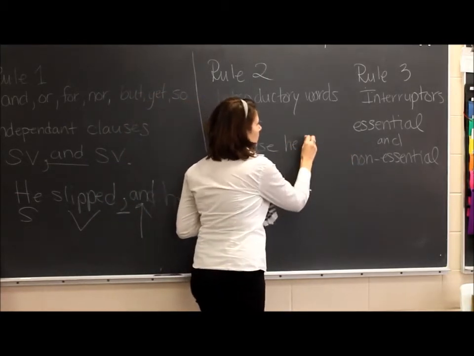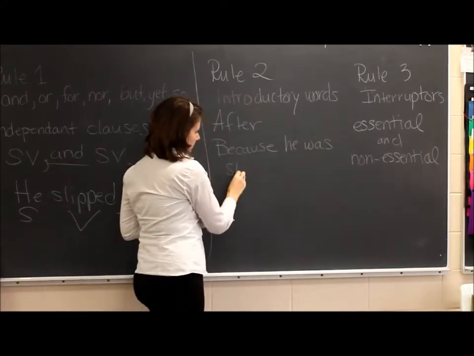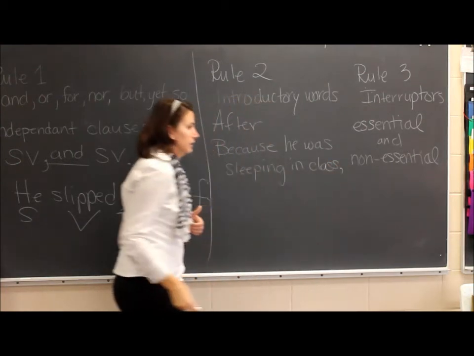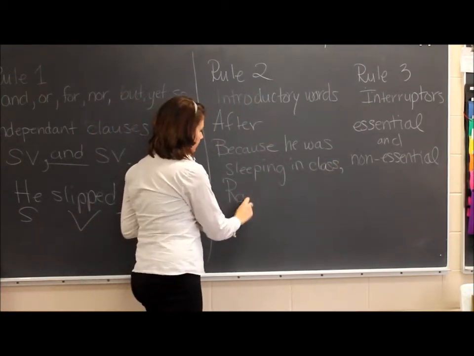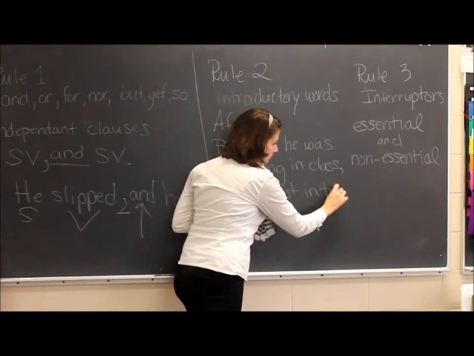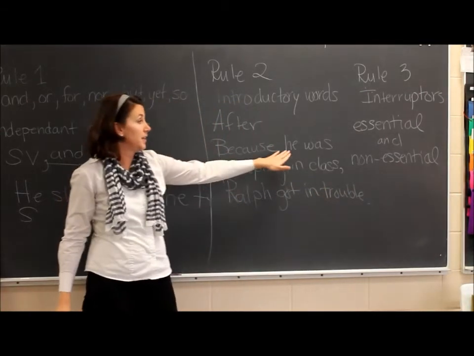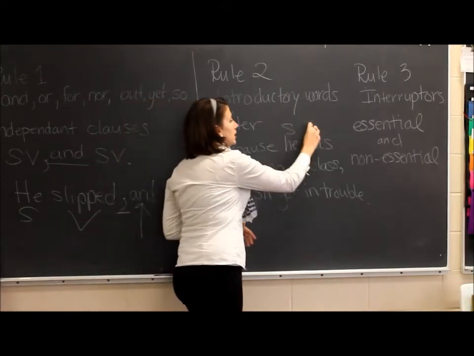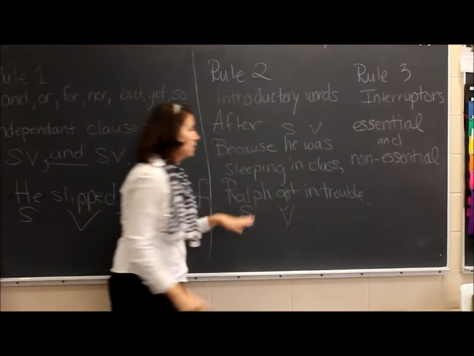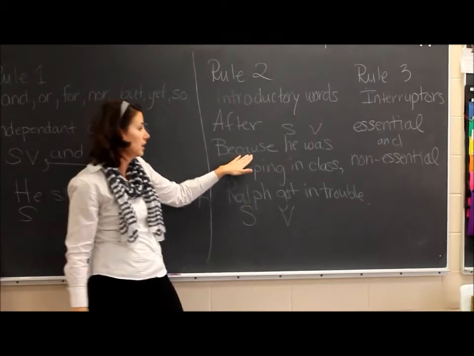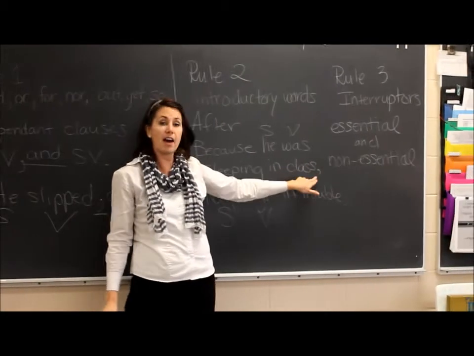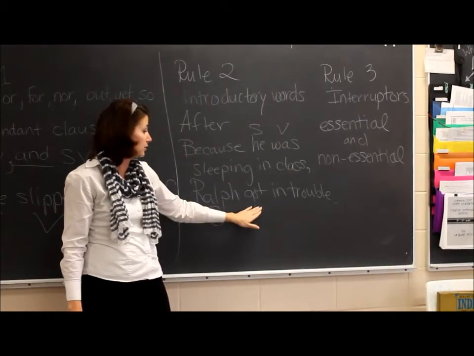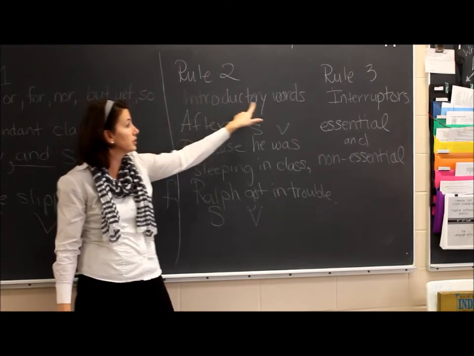Because he was sleeping in class, comma, Ralph got in trouble. Both of these feel like they're sentences with subjects and verbs. Okay? Here's your subject, here's a verb, here's a subject, and here's a verb. However, with this subordinating conjunction, you have to put a comma after it because it's a dependent clause. It's dependent on this one. Okay? So that's one of your introductory words.